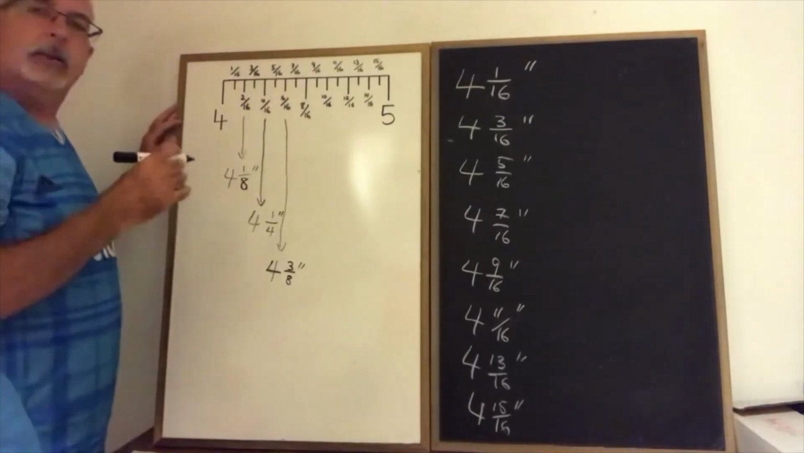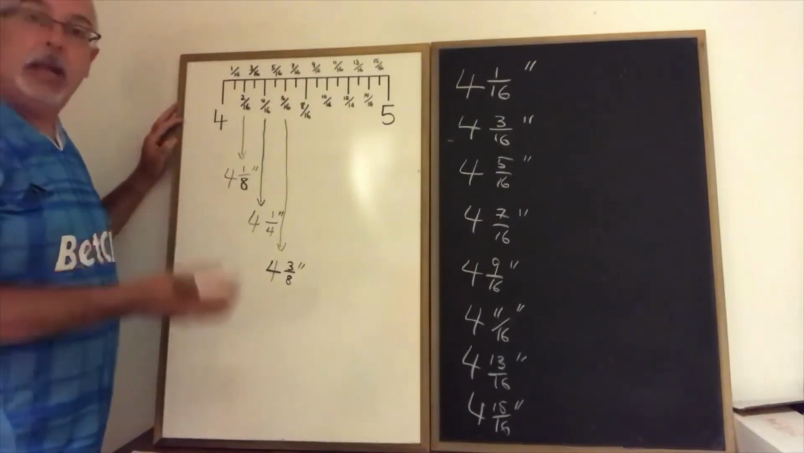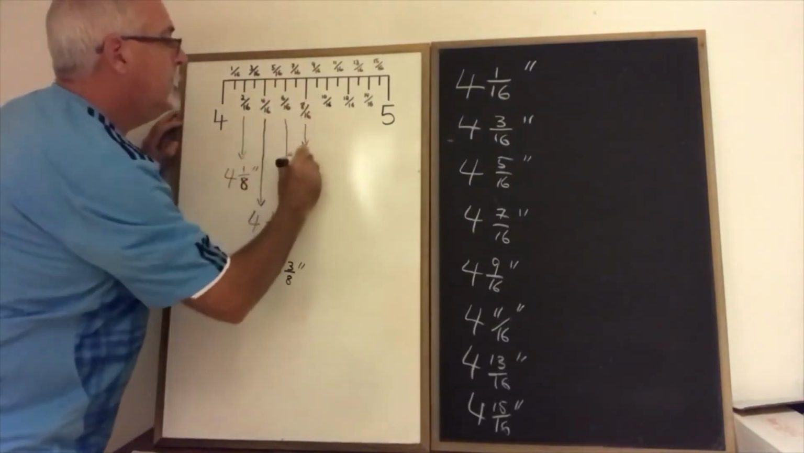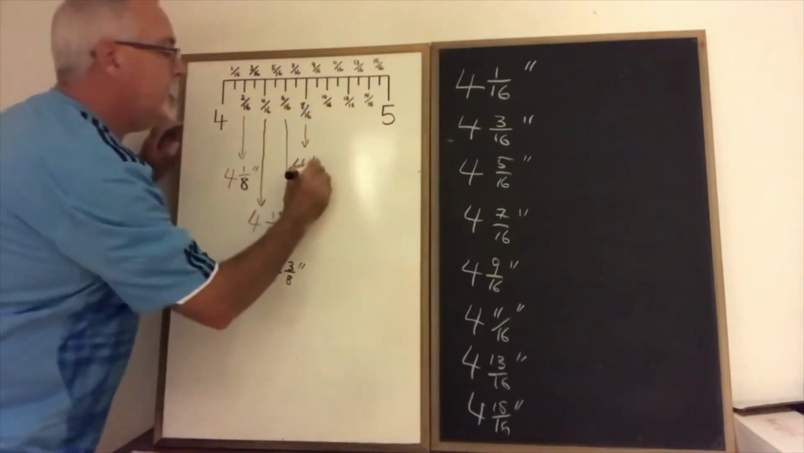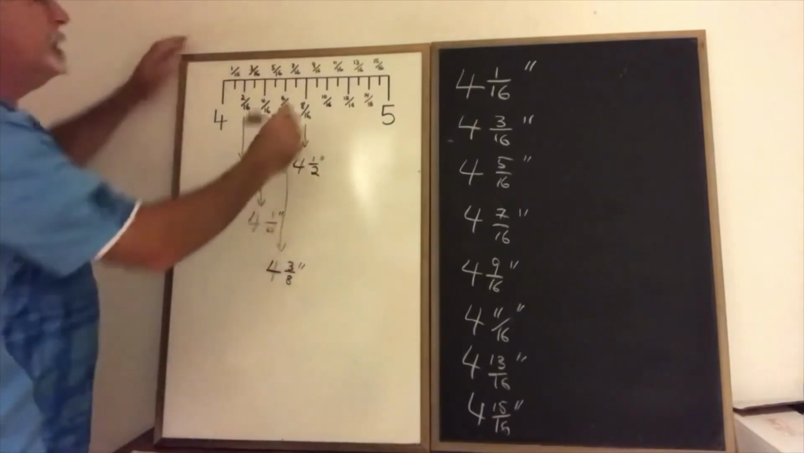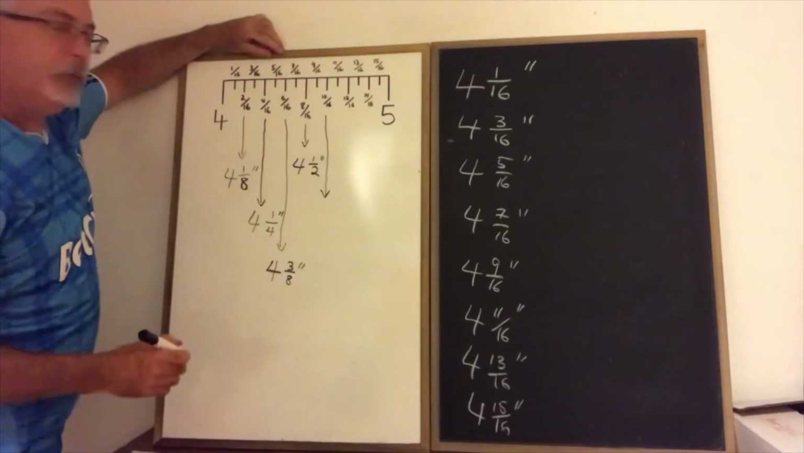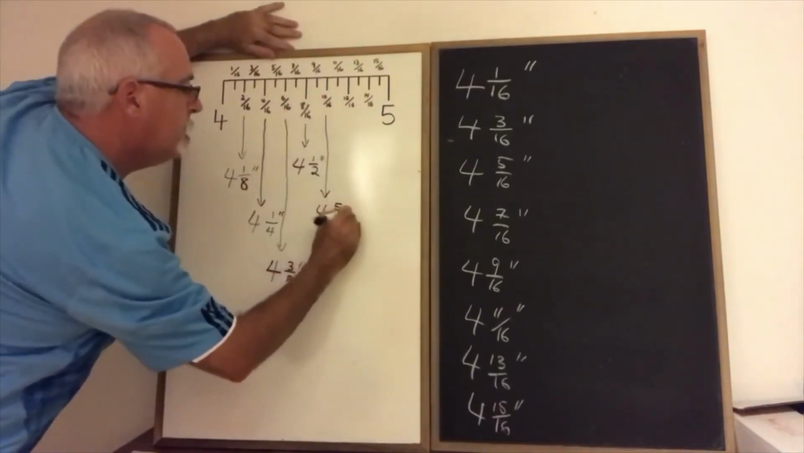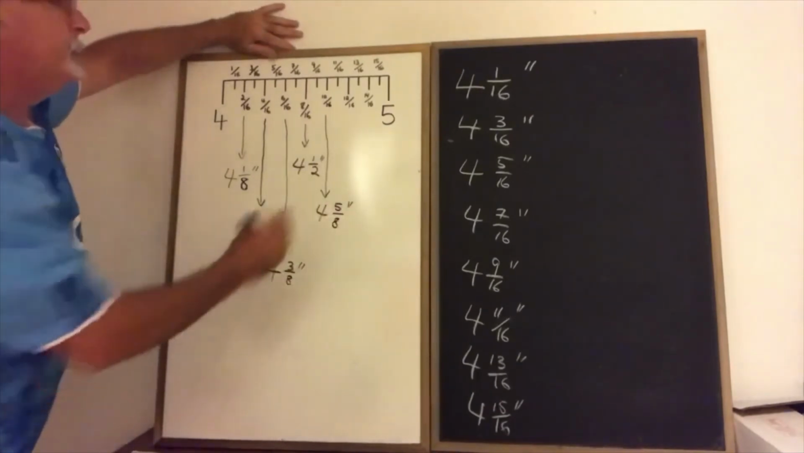8/16 has numerator and denominator that have a greatest common factor of 8. 8 divided by 8 is 1, and 16 divided by 8 is 2. So we have 4 and 1/2 inches. 10/16, the greatest common factor is 2 for this one. 10 divided by 2 is 5, and 16 divided by 2 is 8. So we have 4 and 5/8 inches.